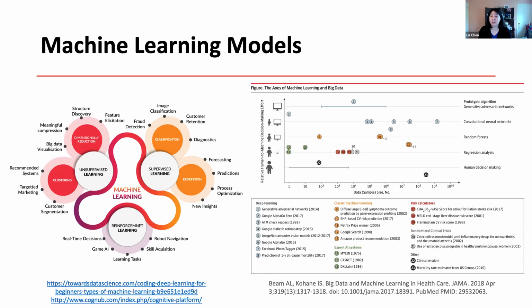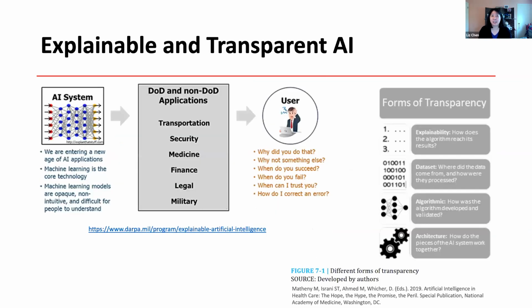And as we've gone to these newer tools and methods, we've entered the black box problem. We have input, we have output, but we don't know why a decision was made. And so that's where we're starting to see work in explainable and transparent AI. And again, I think this visual shows it well, that we're entering this new age of AI applications, with machine learning at the core of that. But what we are seeing is that these models are opaque, non-intuitive, difficult to understand. And we're seeing a lot of applications, not just within medicine and healthcare, but in any industry.